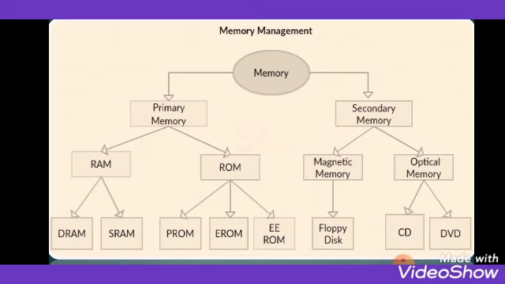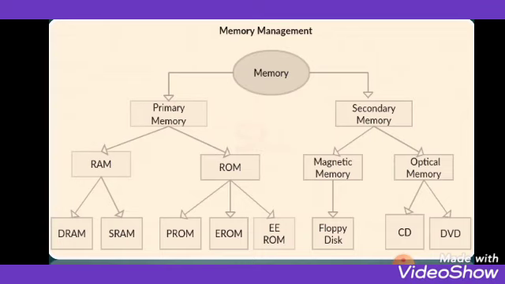Overall chart of memory: you are watching that there is primary memory and there is secondary memory. I have shown here RAM and ROM, the two parts of primary memory. RAM has another two parts, that is DRAM, dynamic RAM, and SRAM, static RAM.